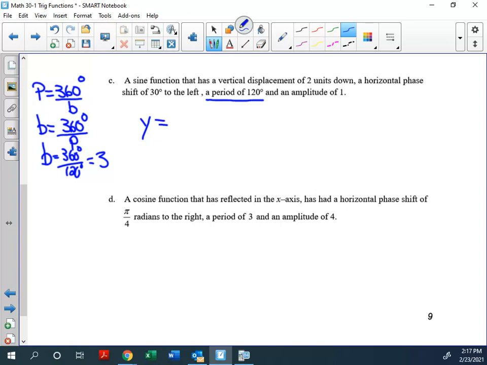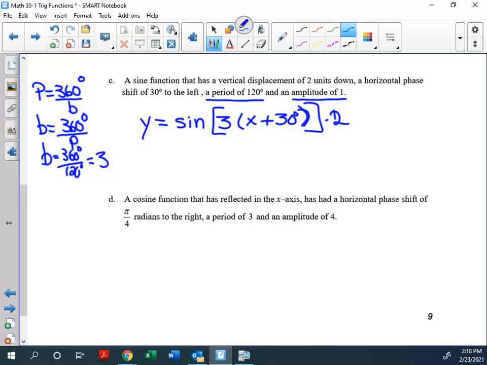Okay, now that I've got that, I'm like, okay, is there an A value? I read it through. Amplitude of 1, so I really don't need to say anything. This is a sine function. I have a B value of 3, a horizontal phase shift of 30 degrees to the left, and a vertical displacement of 2 units down.